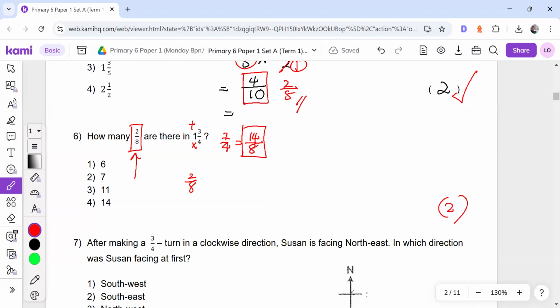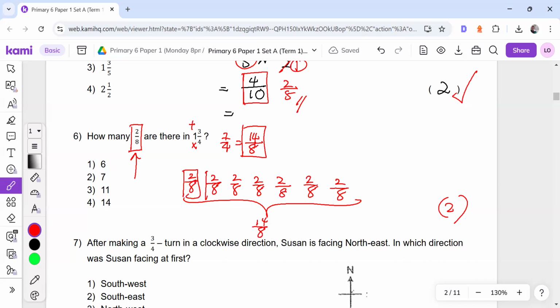So you have 1 2 eighths, another one, another one, another one, another one. How many already? There will be 10 eighths. Okay, 10 eighths. Another one, another one. So you add them all together, that will be what? 14 eighths. So how many 2 over 8 do you need? You will need 7. 7 2 over 8.